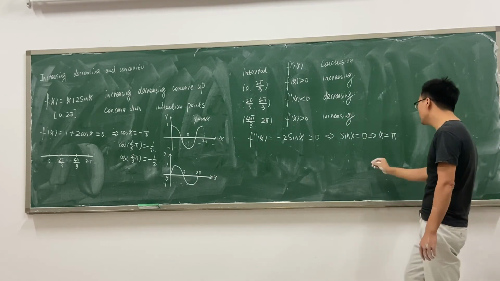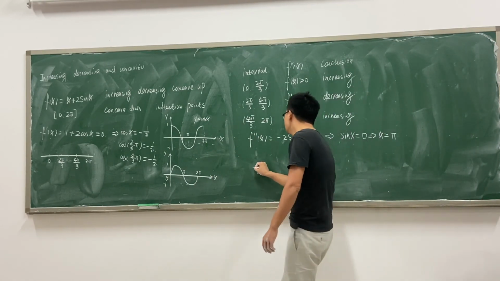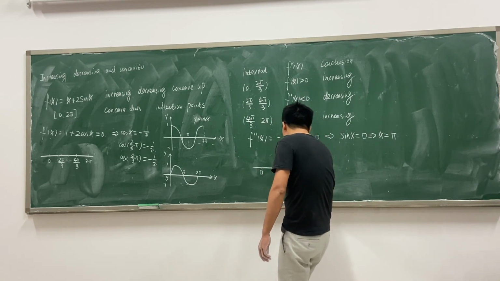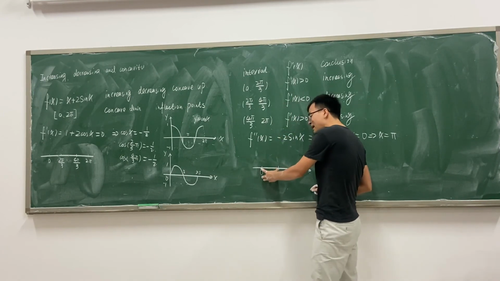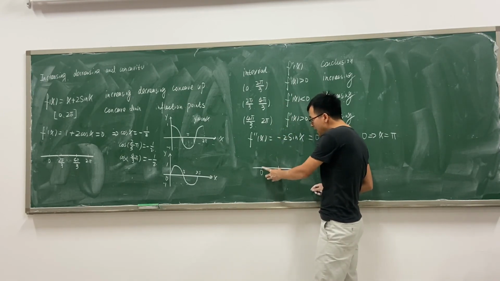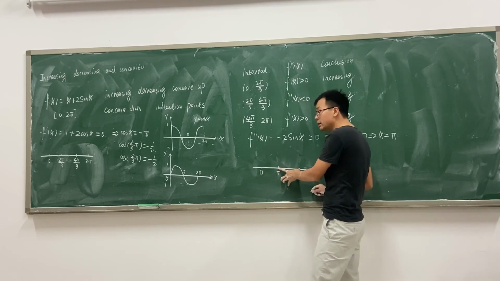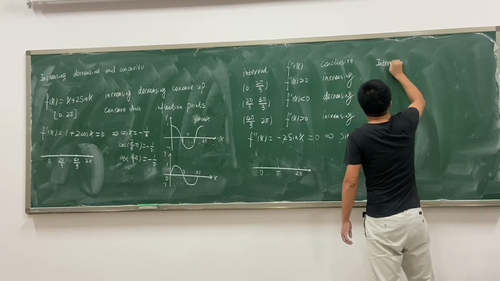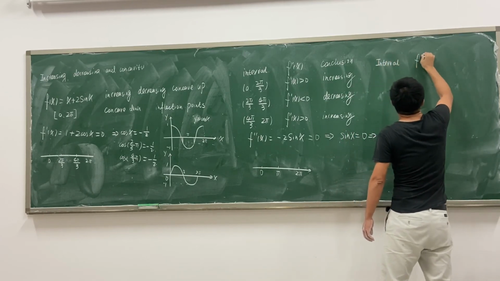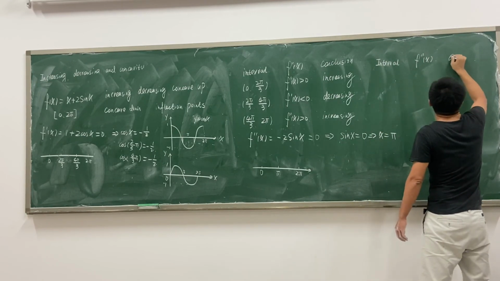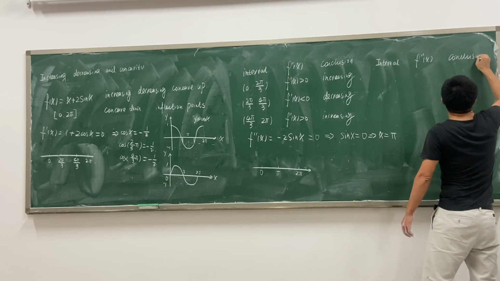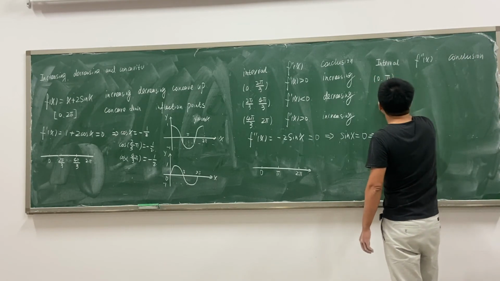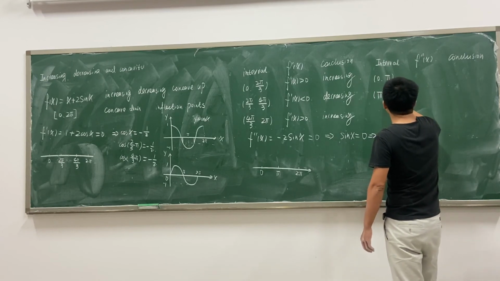Here is 0, here is 2 pi, and here is pi. So we have 2 parts. The first part is 0 to pi, the second part is pi to 2 pi. So here we have the interval, the f double prime, and the conclusion. The first interval is 0 to pi. The second interval is pi to 2 pi.